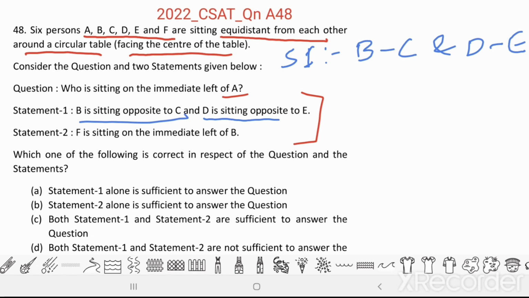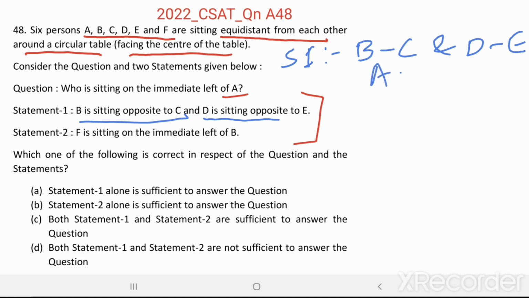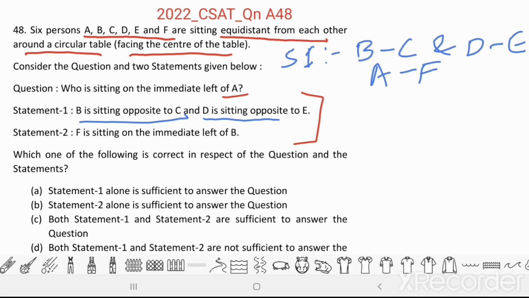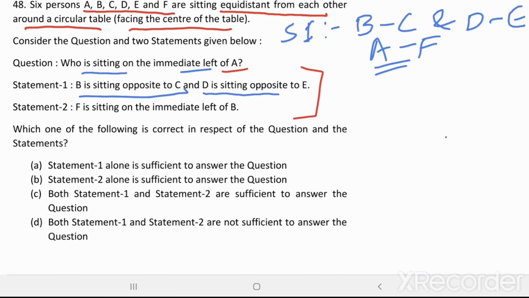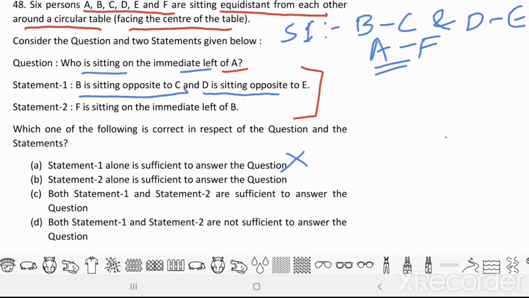Then the remaining 2, A and F, are sitting opposite to each other. So from the first statement we can only say F is sitting opposite to A, and we cannot answer who is sitting on the immediate left of A. So we can eliminate the first option. Statement 1 alone is sufficient to answer the question. Now see the statement 2.